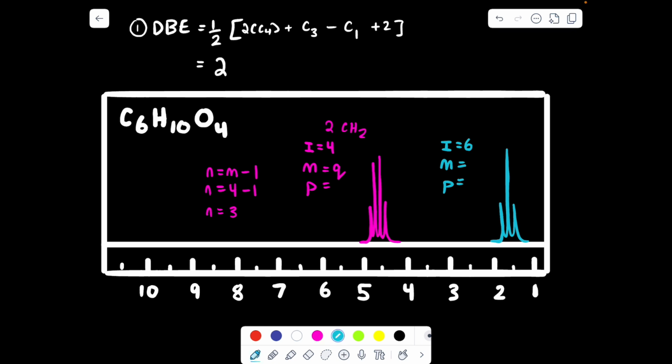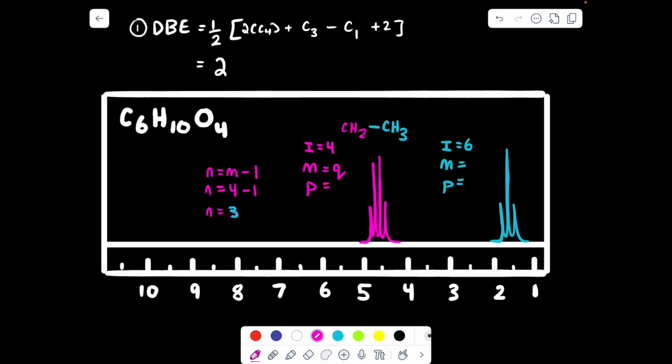So what does this mean? Well, I have 3 neighbors. If a CH2 group has 3 neighbors, this means it is bonded to a CH3 group. So it has a neighbor that is a CH3 group. And then the ppm tells us if this group is attached to something electronegative.